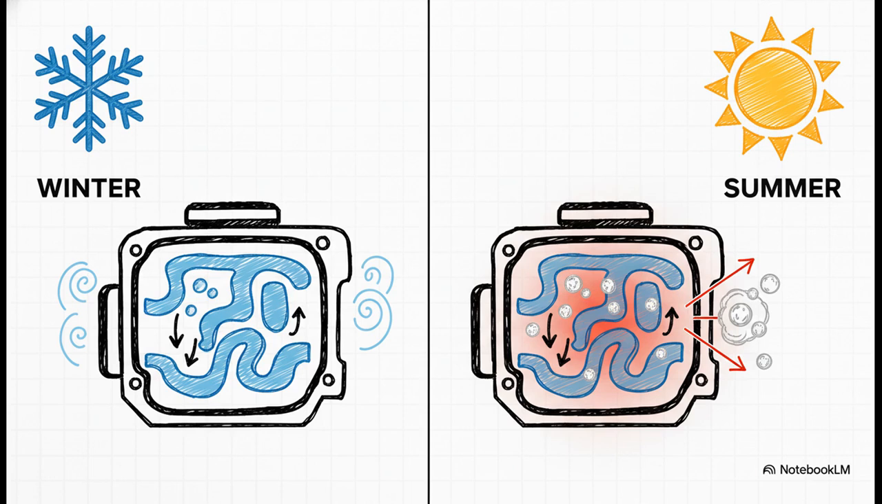Here's another awesome example that uses two of our effects at the same time. The antifreeze in your car. In the winter, it lowers the freezing point of the water in your engine so it doesn't turn to a block of ice and crack everything. And then in the summer, it uses boiling point elevation to keep that same water from boiling over and overheating the engine. How cool is that? It's like a year-round chemical superhero.